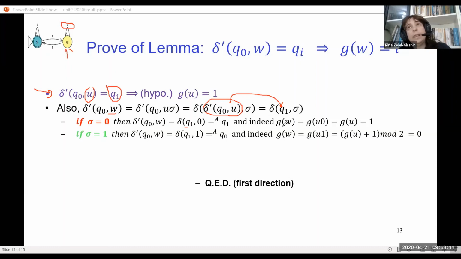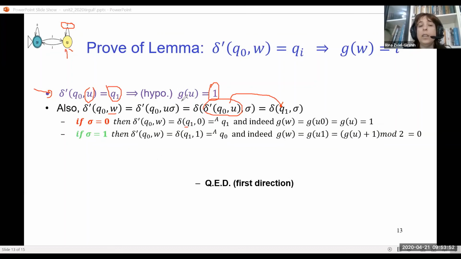So let's see that the same happens with the function G. G of W is actually G of U with the additional letter 0. G of U we know is 1. An additional 0 doesn't change the number of ones in our input. So we have G of U, and we know that G of U is 1. So if we finished reading in our automaton at the state Q1, the function G over W also gives us an output 1. Let's check the second case.